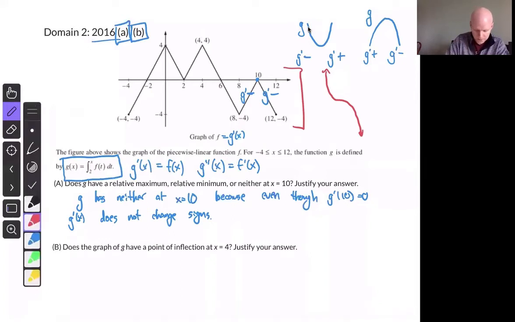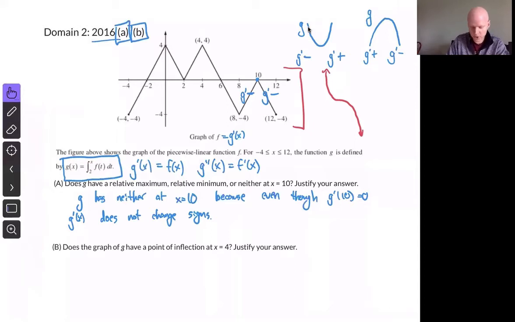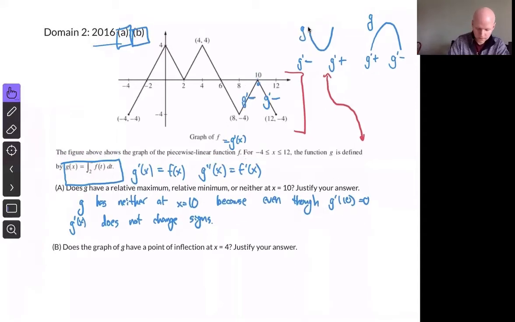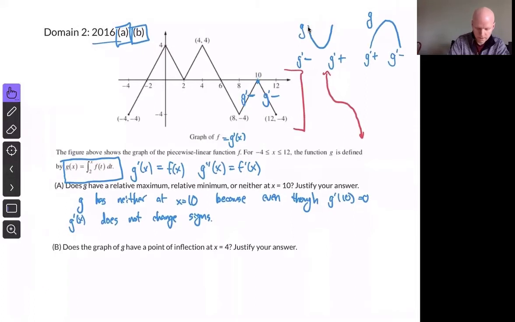Okay, part B. Does the graph of g have a point of inflection at x equals 4? So x equals 4 is right here. X equals 4 is right here. And then that would be the spot on the graph right there. Now that looks like a local maximum of the graph of f or the graph of g prime.